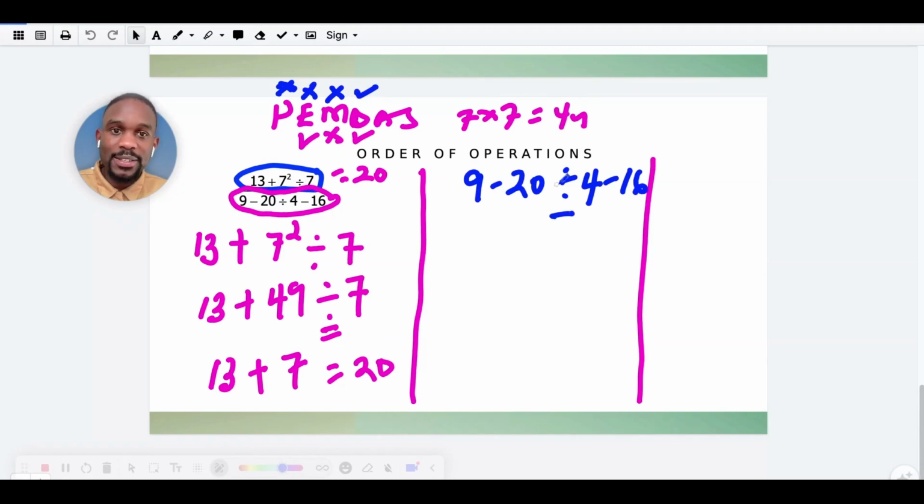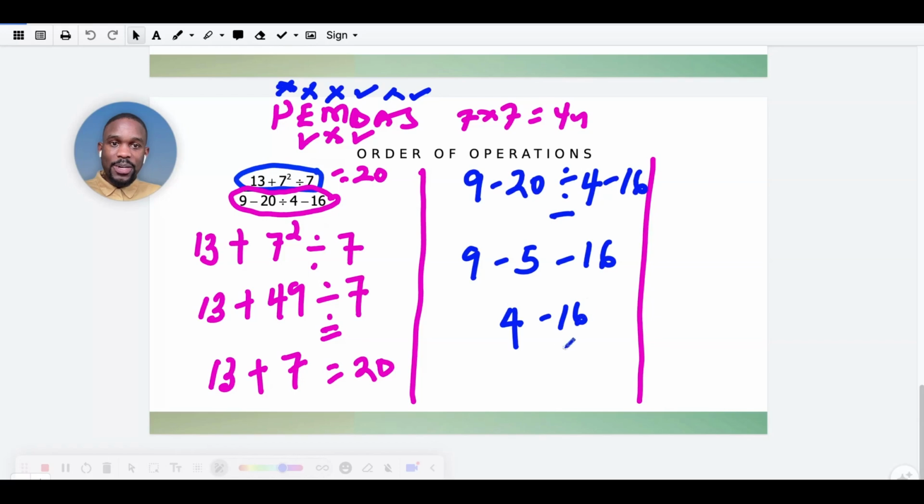So we're dividing these two figures, 20 divided by 4. That's what you deal with first. So what is 20 divided by 4? It gives you a 5. So that reduces to 9 minus 5, so we get a 4, minus 16. What do you get? 4 minus 16 gives you negative 12. So here we're having over negative 12.